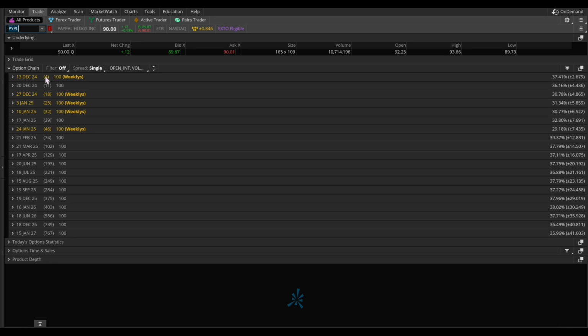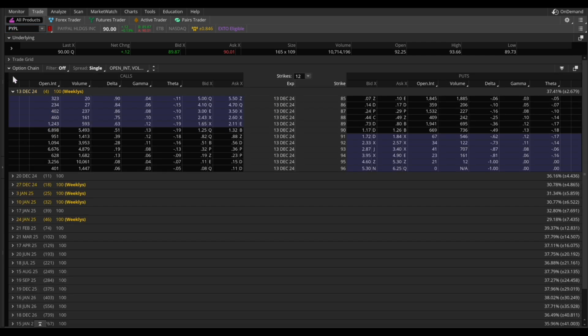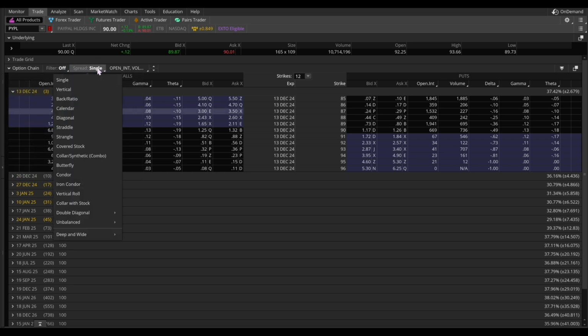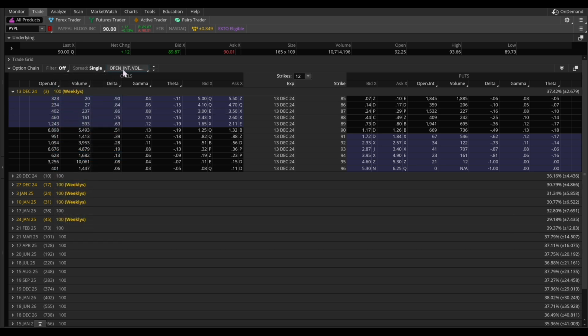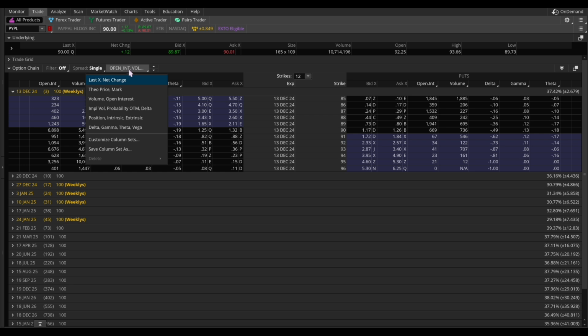So as is relevant to the option chain, I'm going to go ahead and click on the drop down so I can show you guys a few examples of what I'm mentioning. The first thing you'll notice is that there's an option for the filter to be off if you want. Then you're going to see the spread for single. You can also choose vertical. Of course, they have the back ratio, calendar, diagonal, straddle. This stuff is a little more advanced, and I'll go over some of these in future videos. And then from here, you're going to see this little drop-down menu that allows you to customize this particular column set.